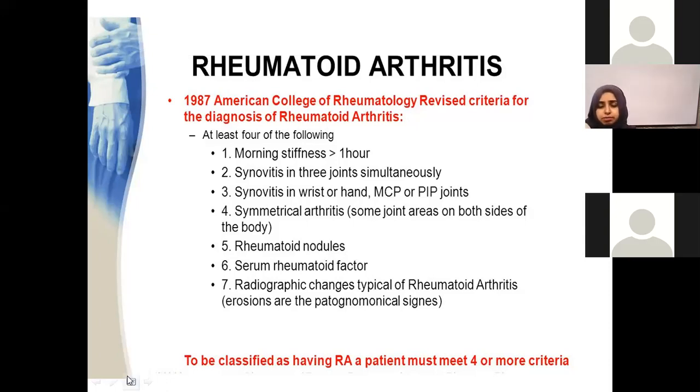As I told you earlier, and as you are quite aware as well, RA is not just related to the joints only. It's a systemic disorder as well. Serum RA factors can be seen. Radiographic changes typical of RA. So if any 4 of these things are present, then you can easily label the patient as a patient of rheumatoid arthritis.